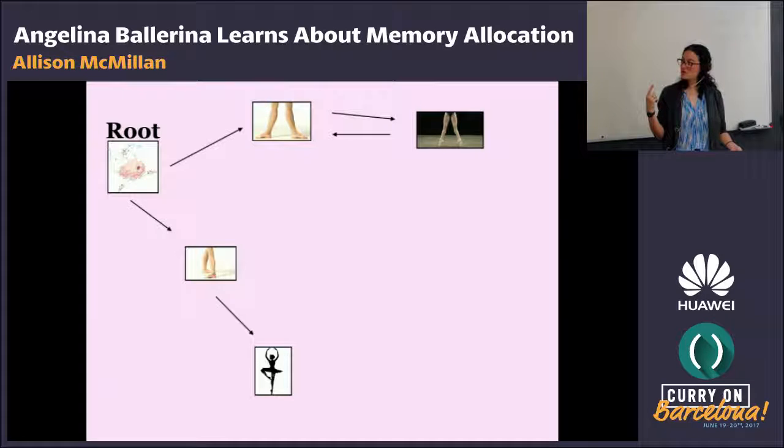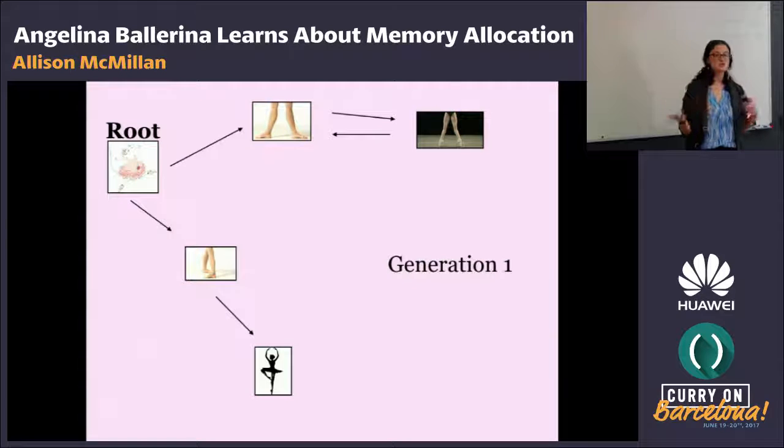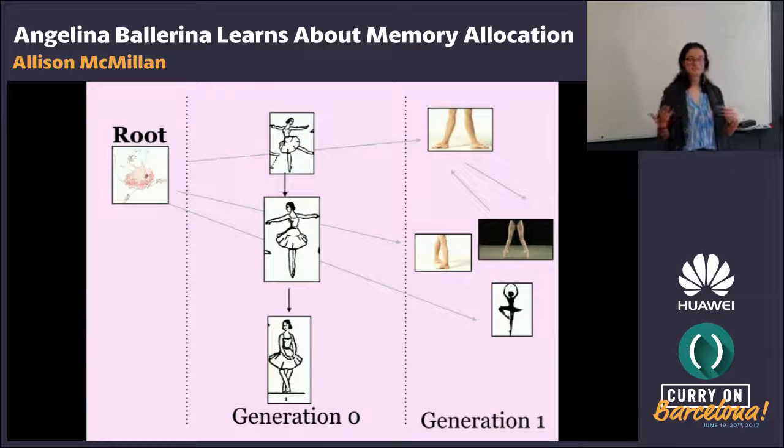So the pirouettes stick around and get promoted to the next generation, which is like version 2, and she continues to choreograph her dance. Generational garbage collection operates under the hypothesis that most objects die young. So you might try a bunch of things out, but only a few of them stick around.